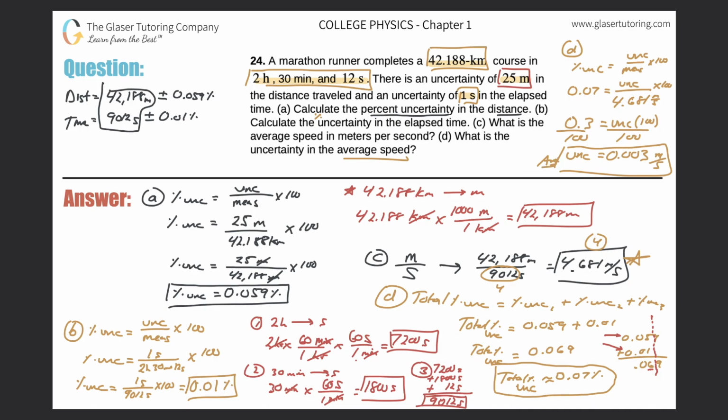So long problem, it's very complex because there's conversions going on, there's percent uncertainties, there's uncertainties, right? There's numbers all over the place, there's conversions all over the place. But the problem kind of breaks down the steps appropriately, meaning moving from A all the way to D.